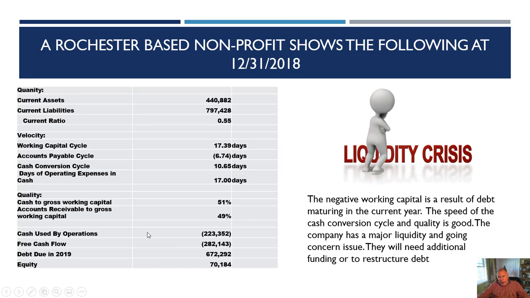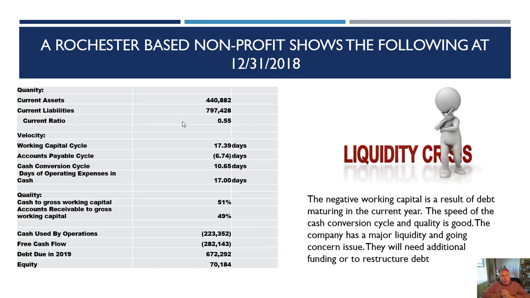When we look, cash used by operations in the last fiscal year was 223. Free cash flow was negative 280,672,292. Debt due in 2019, 672,922. So the current liabilities, the negative working capital, is a result of debt maturing in the current year. The speed of that cash conversion cycle is good, and the quality is good.